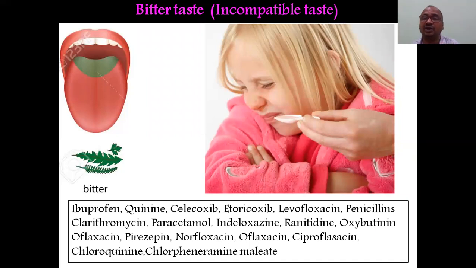For such cases, you can mask the taste. That is also possible. These are the drugs which are bitter in nature: ibuprofen, quinine, celecoxib, etoricoxib, levofloxacin, penicillins, piperazine, norfloxacin, ofloxacin. See how many drugs there are. All these drugs suffer from bitter taste. You have to mask the taste. You can make an excellent chewable tablet or a very sweet tonic syrup like that.